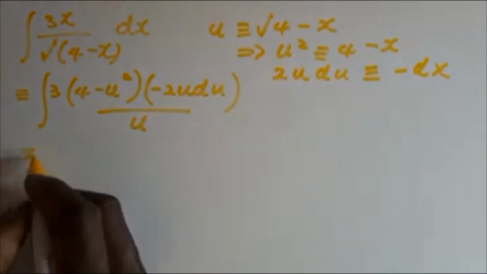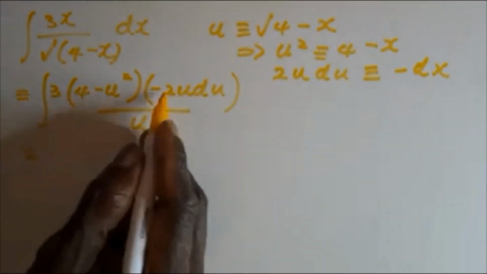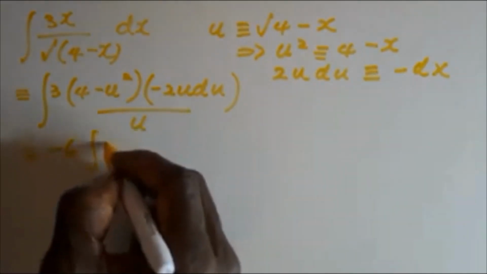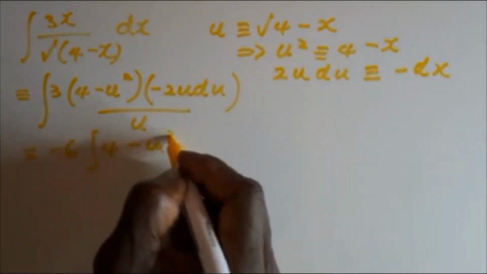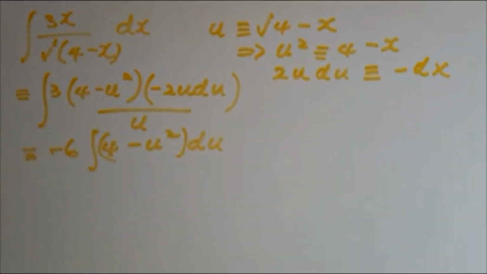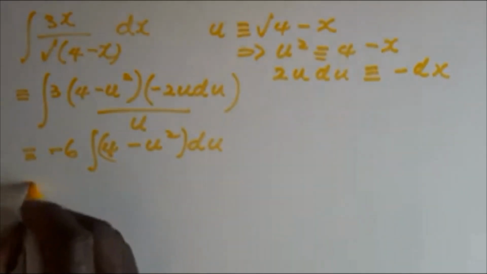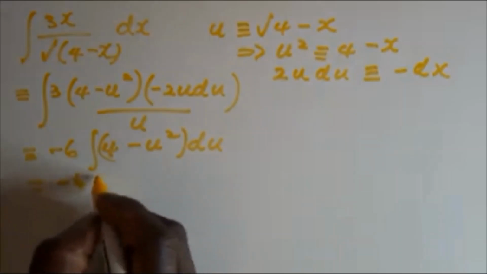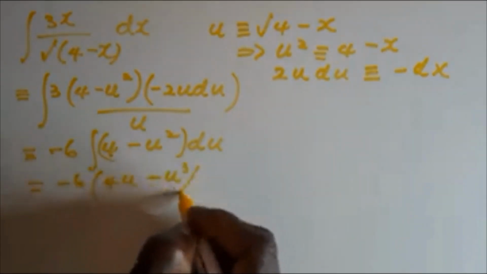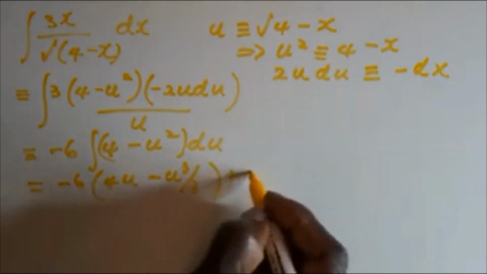And we can go ahead now and write that this is, we'll take out the factors 3 and negative 2 to give us negative 6 integral 4 minus u squared du. You might have a different approach to rearranging this algebraically. Just check that you get the same result at the end. And now this gives us minus 6 times 4u minus u cubed over 3 add c.